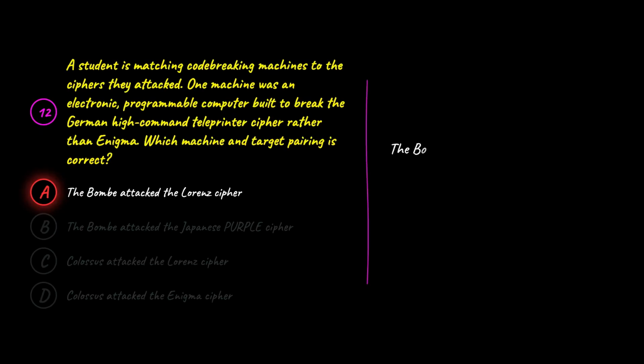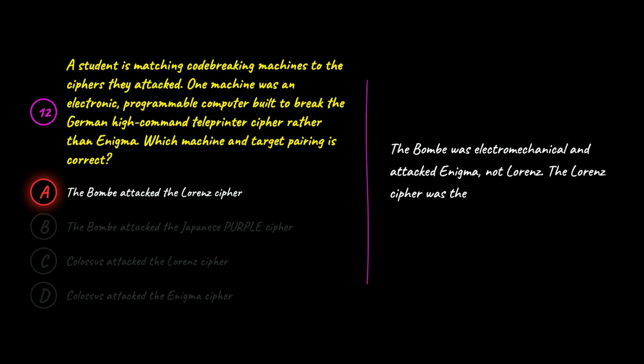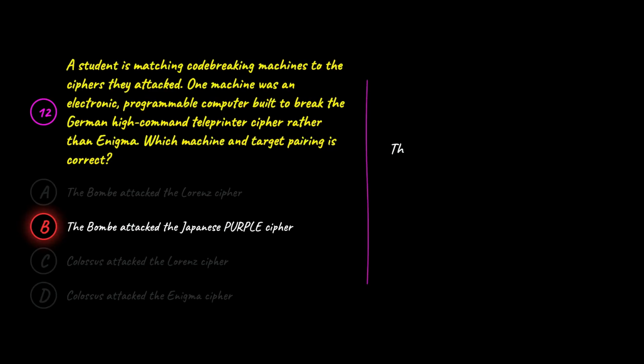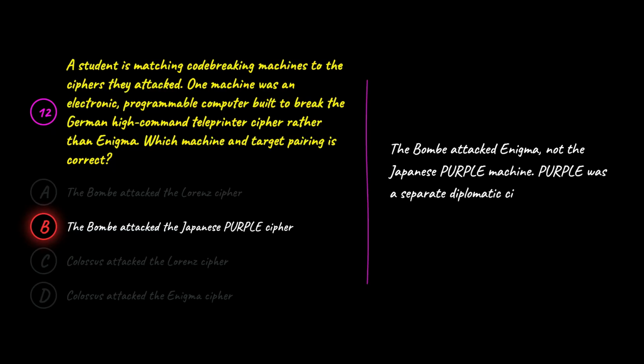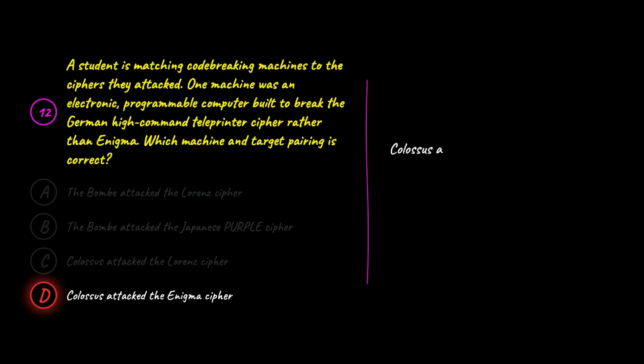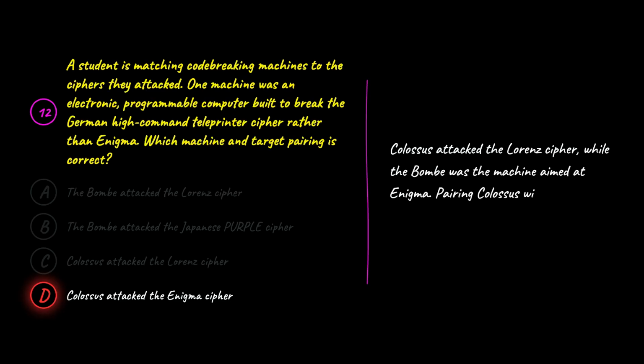A is wrong because the bombe was electromechanical and attacked Enigma, not Lorenz. The Lorenz cipher was the target of the electronic Colossus instead. B is wrong because the bombe attacked Enigma, not the Japanese Purple machine. Purple was a separate diplomatic cipher broken by other American efforts. D is wrong because Colossus attacked the Lorenz cipher, while the bombe was the machine aimed at Enigma. Pairing Colossus with Enigma reverses the correct targets.